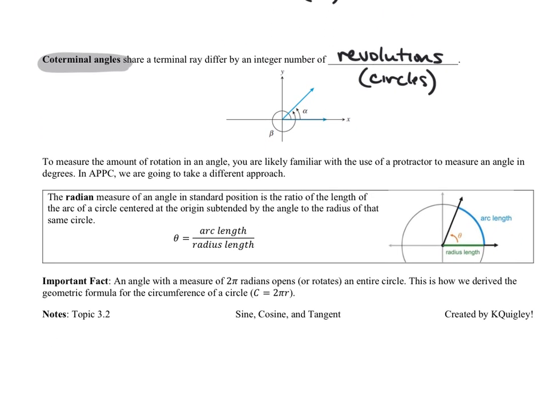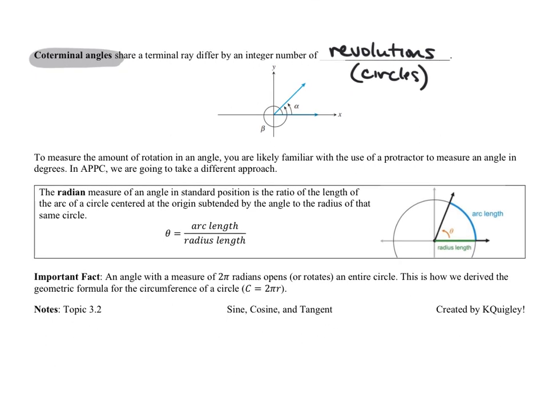To measure the amount of rotation in an angle, you are likely familiar with the use of a protractor from geometry to measure in degrees. But in AP Pre-Cal, we are not going to be using degrees. We're going to be using a different unit of measure for angles. The unit of measure for angles that we're going to use is called a radian. Notice that is not radius, it is radian.